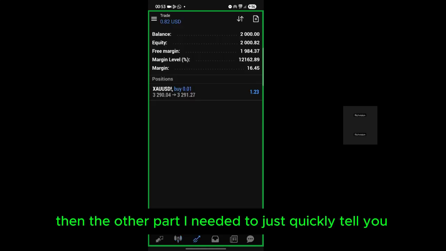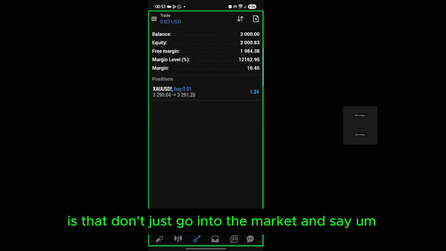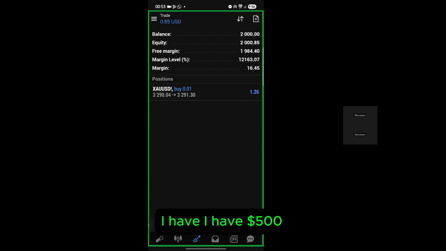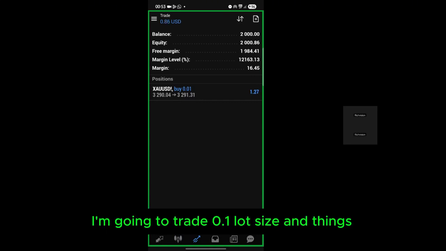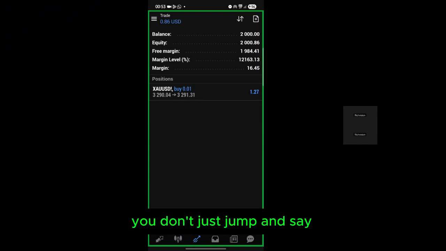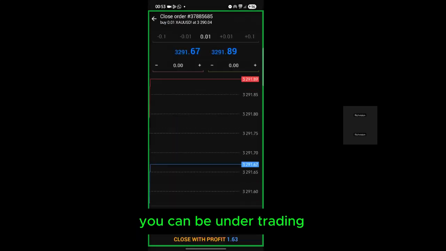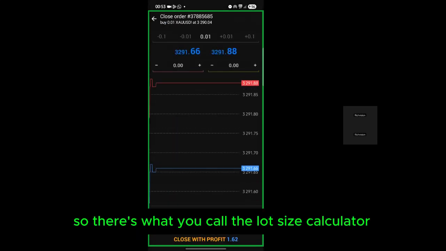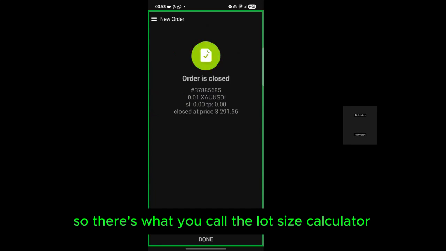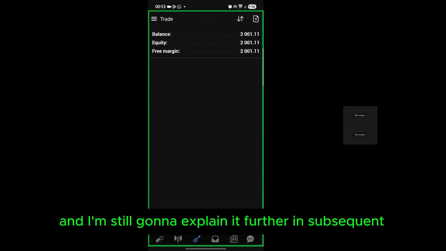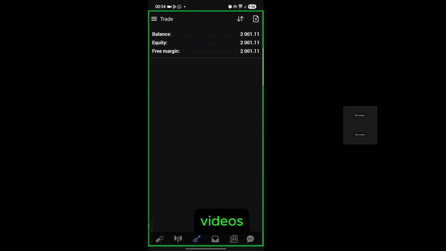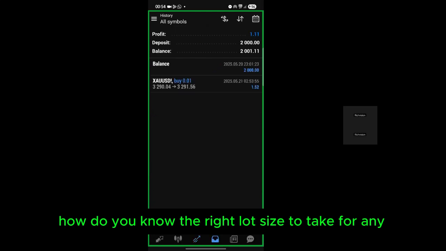Then the other part I needed to quickly tell you is that don't just go into the market and say I have $500, I'm going to trade 0.1 lot size. You don't just jump and say I'm going to trade 0.1 lot size. If you trade 0.1 lot size on a certain pair, you can be undertrading. So there's what we call the lot size calculator, which we've explained, and I'm still going to explain it further in subsequent videos. How do you know the right lot size to take for any trade?